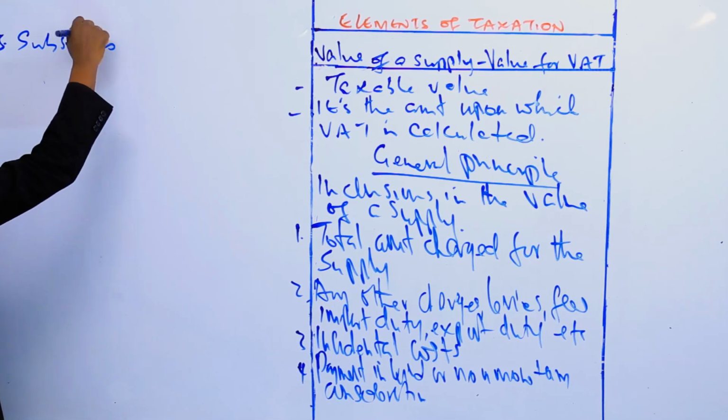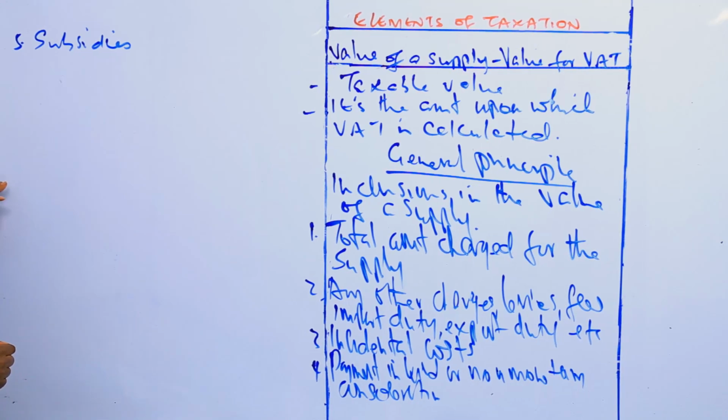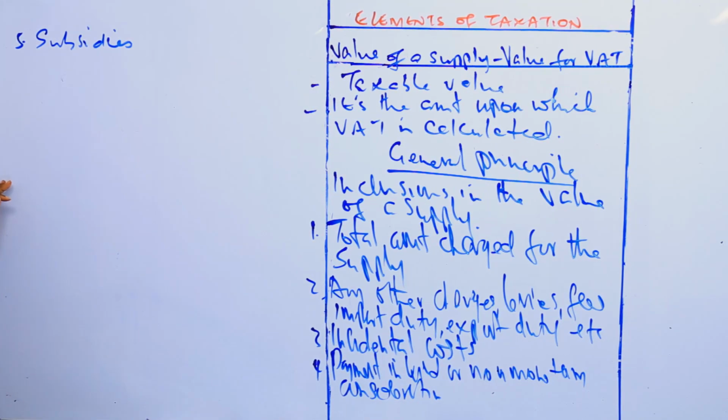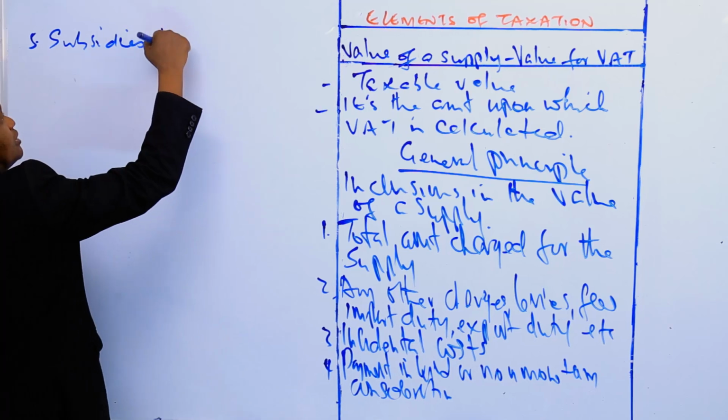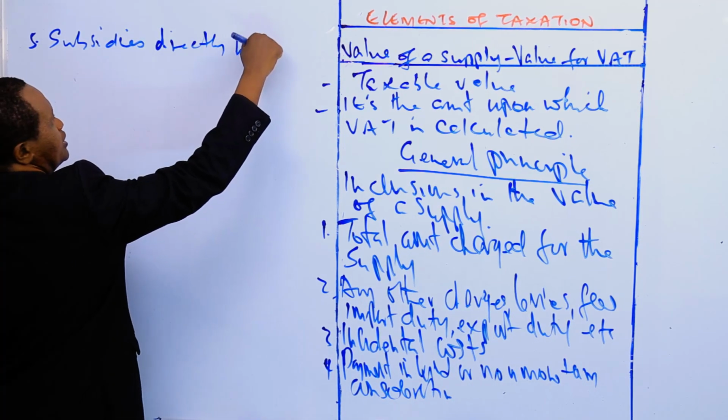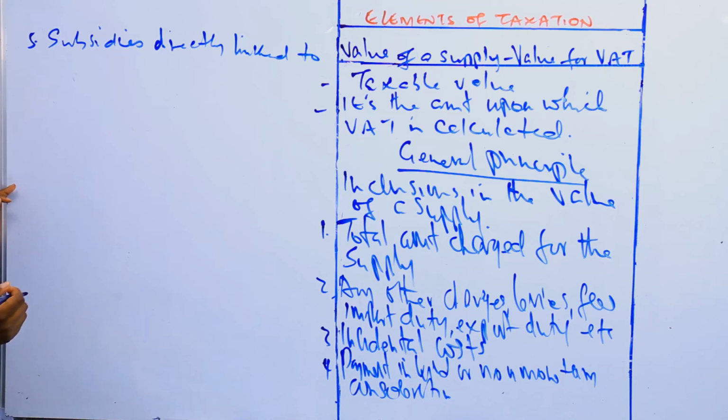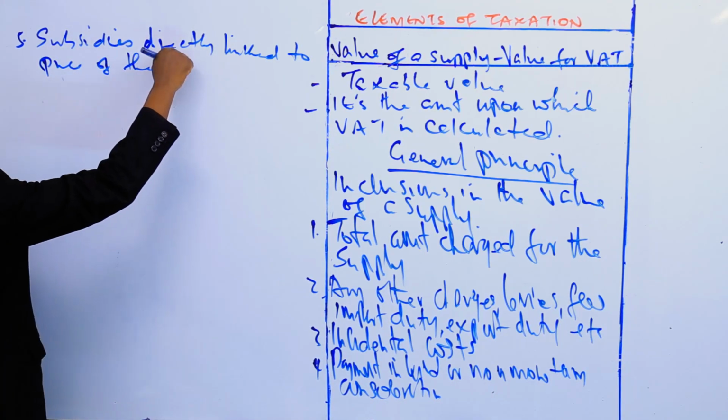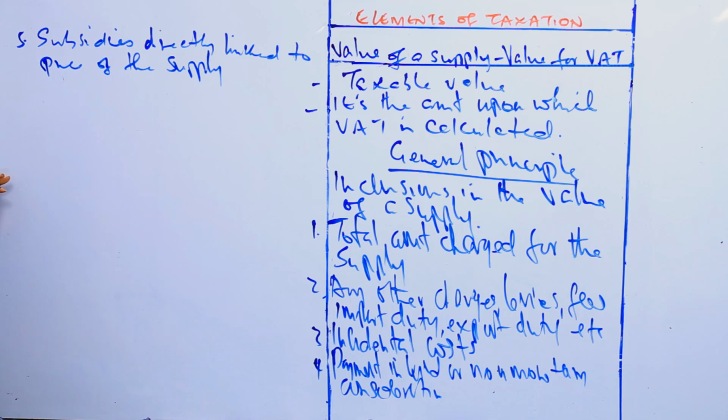We may also have number five, subsidies directly linked to the price of the supply. How are subsidies treated? Now, if a subsidy is given to the supplier and the subsidy directly reduces the price charged to the customer, it may be included in the taxable value. It does not reduce, but it's included. So subsidies are included in the taxable value, in the value of a supply.